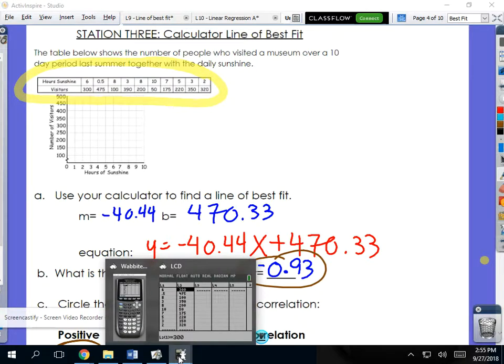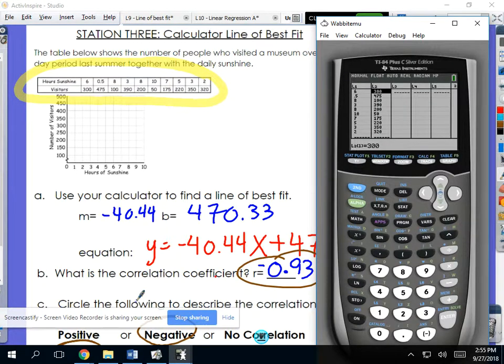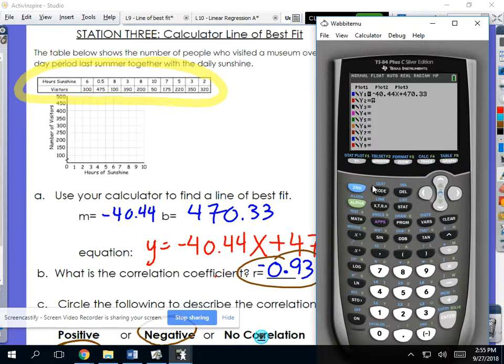So if we look at our equation, y equals negative 4. You know what? Look at that. Forgot my plus sign, family. Knew something was off. Okay, there we go, 470. Second and graph. Here we go.